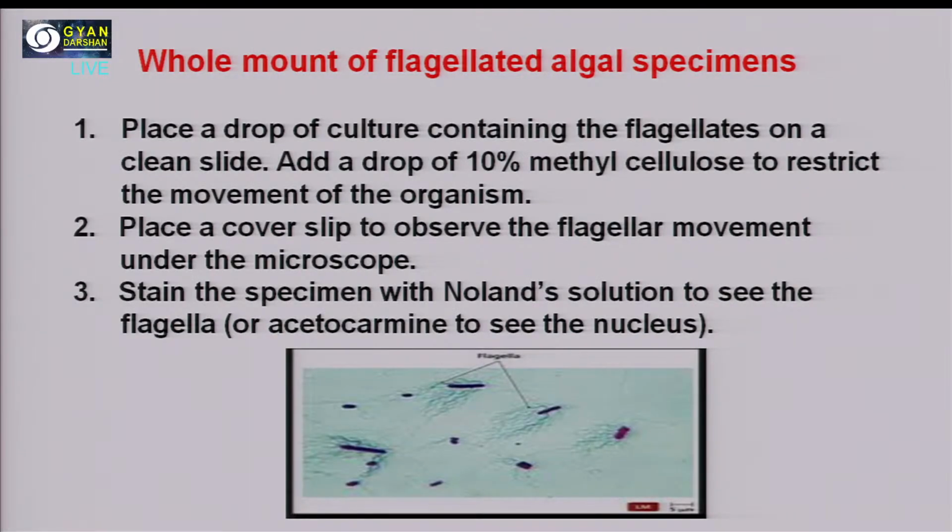of stain. So place a drop of algal culture, or you can take any flagellated culture, on a clean slide, add a drop of 10% methyl cellulose to restrict the movement of the organism, and place a cover slip to observe the flagellar movement under the microscope. Stain the specimen with Noland's solution, and as you can see in this particular diagram, you can clearly visualize the flagella using this stain if you stain it with the Noland's solution.